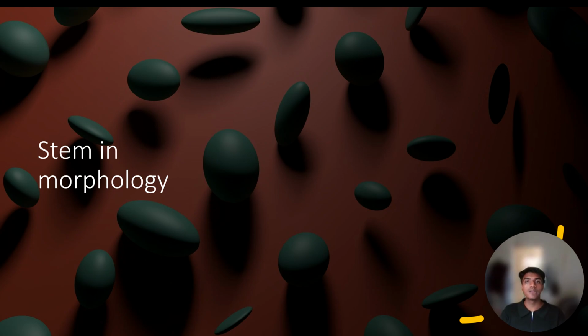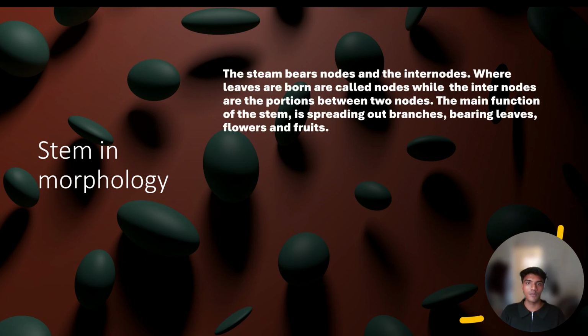Second one, stem in morphology. Stem is the central part from which other parts can develop or grow, or which gives support. In stem we have two kinds of nodes. First we have the nodes, and the second one we have the internodes. Where leaves are borne are called nodes, while the internodes are the portion between two nodes.